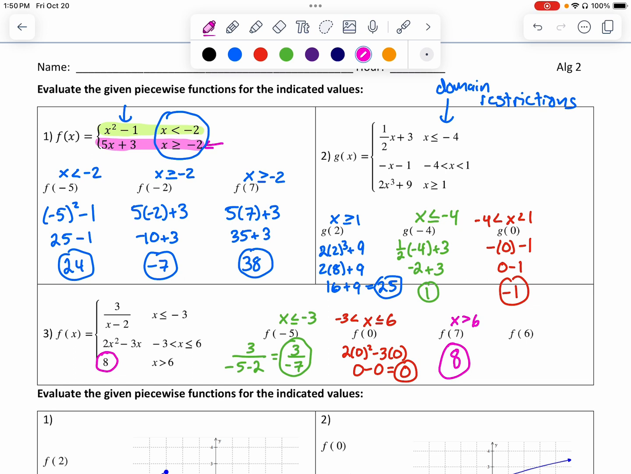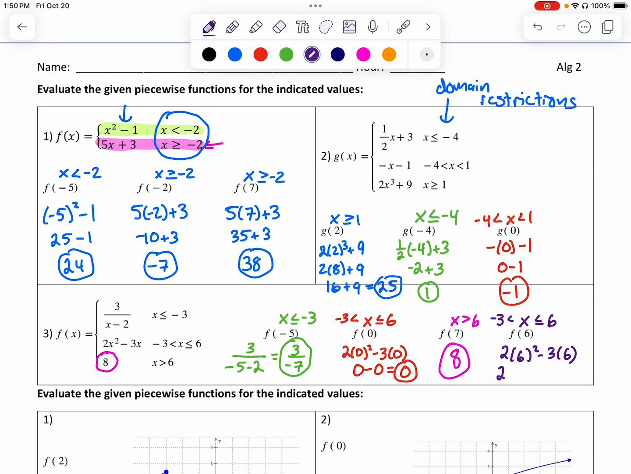Finally, we have f of 6. So that means 6 is our x. So we have to look for the one that's equal to 6. So that's the middle domain restriction, where x is greater than -3 and less than or equal to 6. I'm going to plug it into the second equation. So 2 times 6 squared minus 3 times 6.